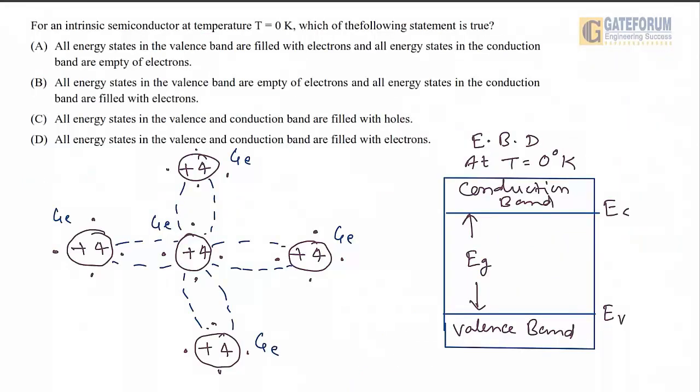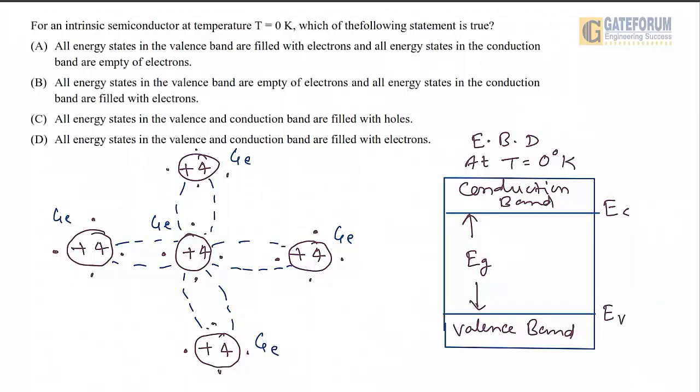So the question here is, for an intrinsic semiconductor at temperature T equal to 0 degree Kelvin, which of the following statements is true? Option A, all energy states in the valence band are filled with electrons and all energy states in the conduction band are empty of electrons. Option B, all energy states in the conduction band are empty of electrons and all energy states in the conduction band are filled with electrons. Option C, all energy states in the valence and conduction band are filled with holes. Option D, all energy states in the valence and conduction band are filled with electrons.